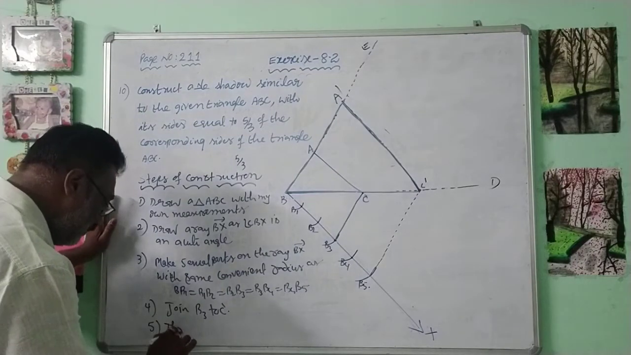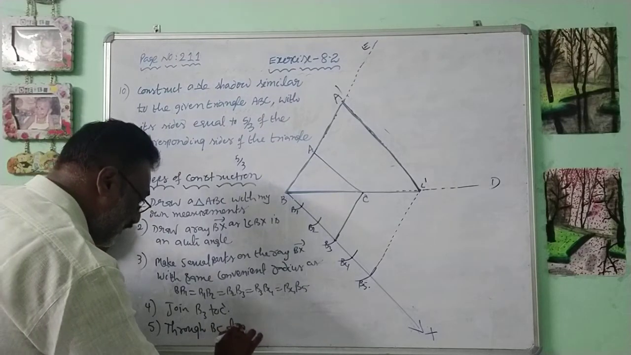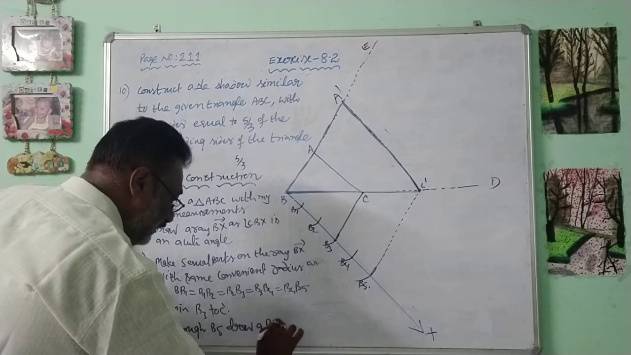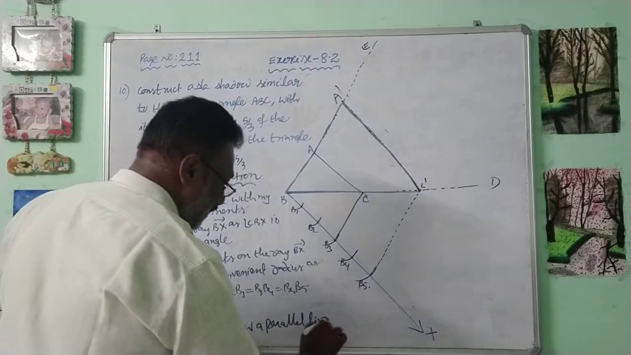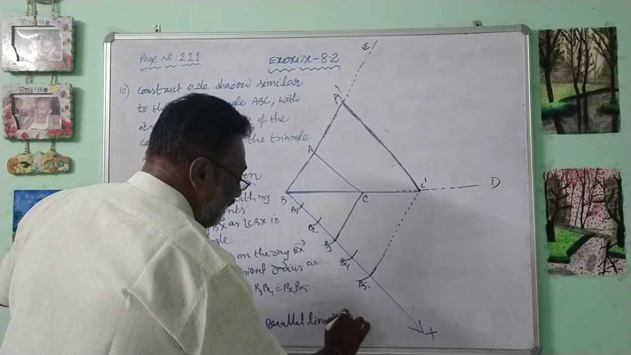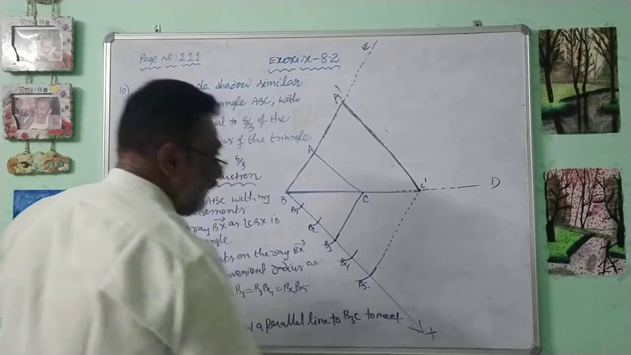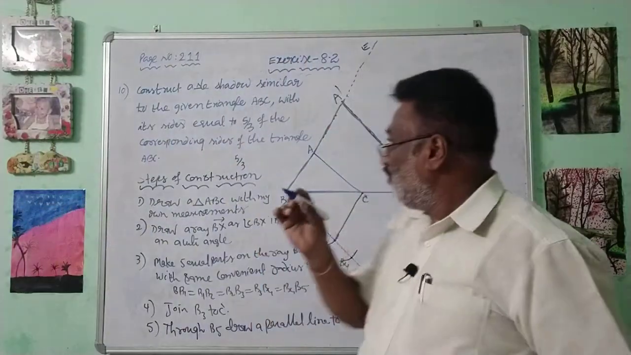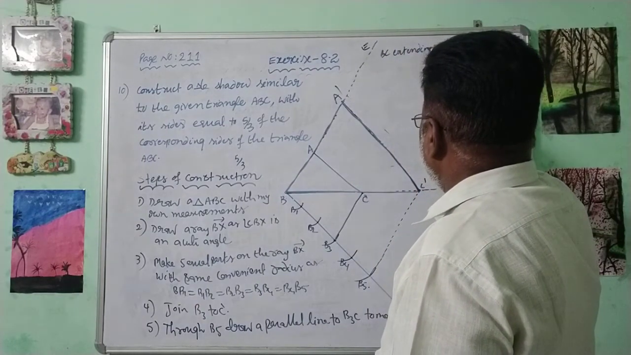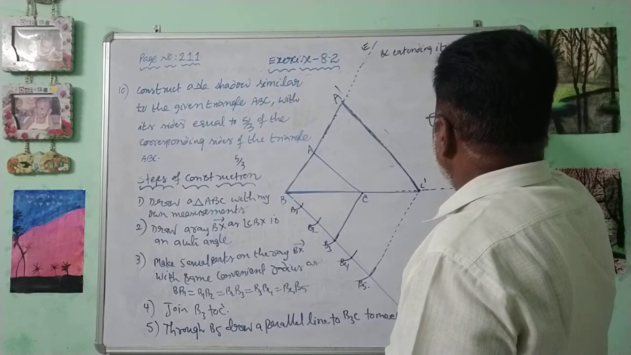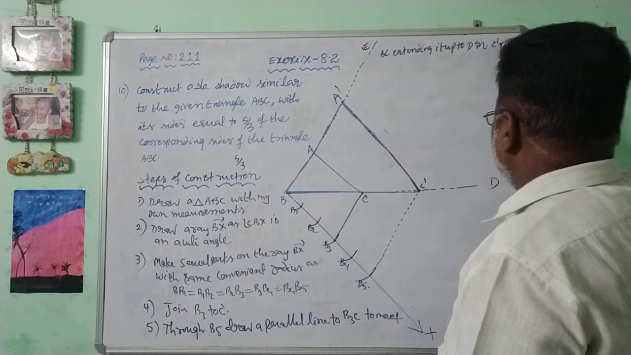So through B5 draw a parallel line to B3C to meet BC extending it up to D in C dash.